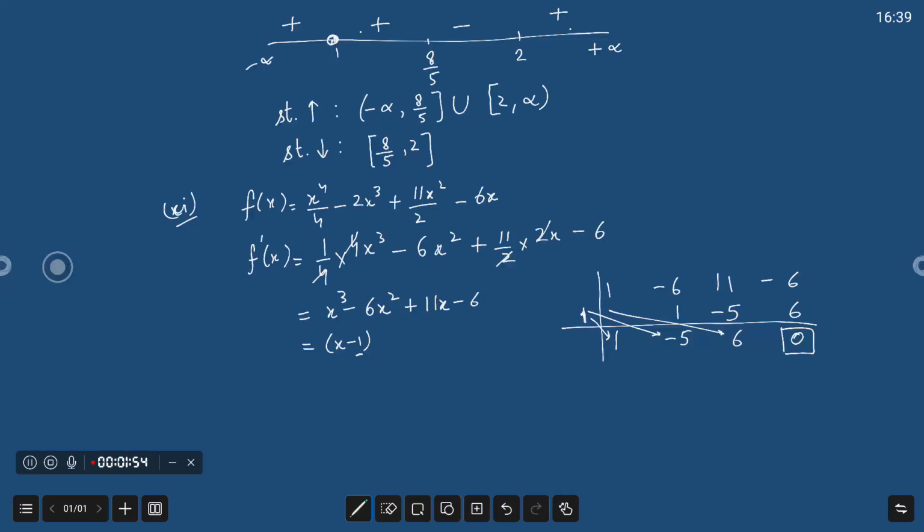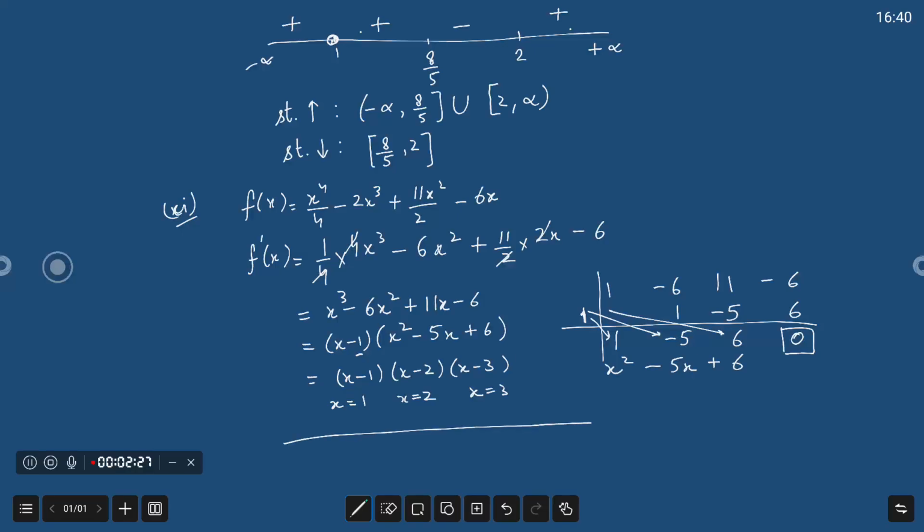So now let's write all the terms with one degree lesser. So this becomes x^2, then minus 5x, and then plus 6. So that means the other factor of this polynomial is x^2 - 5x + 6. Factorize this by splitting the middle term. It is again going to be minus 2 and minus 3. So the three factors are x - 1, x - 2 and x - 3. Again the critical points are x = 1, x = 2 and x = 3.